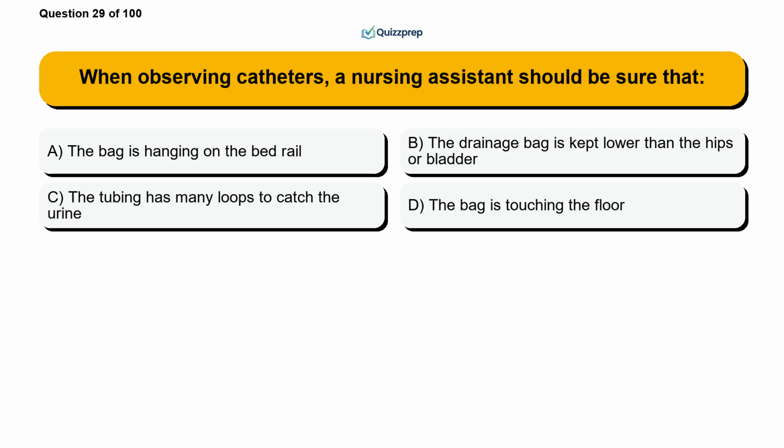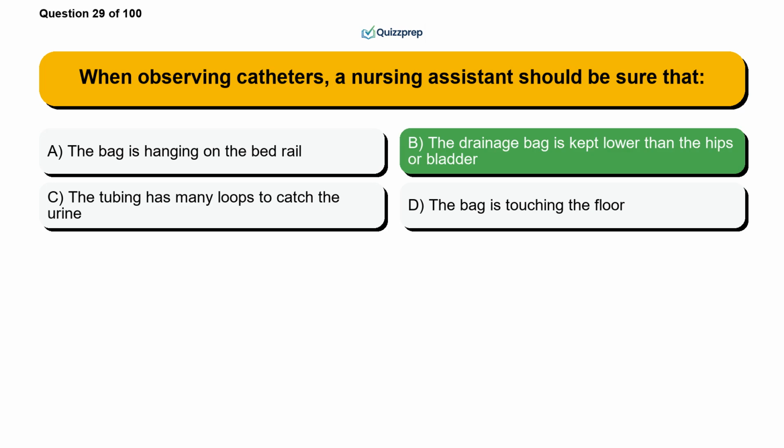Question 29. When observing catheters, a nursing assistant should be sure that: Option A, the bag is hanging on the bed rail. Option B, the drainage bag is kept lower than the hips or bladder. Option C, the tubing has many loops to catch the urine. Option D, the bag is touching the floor.